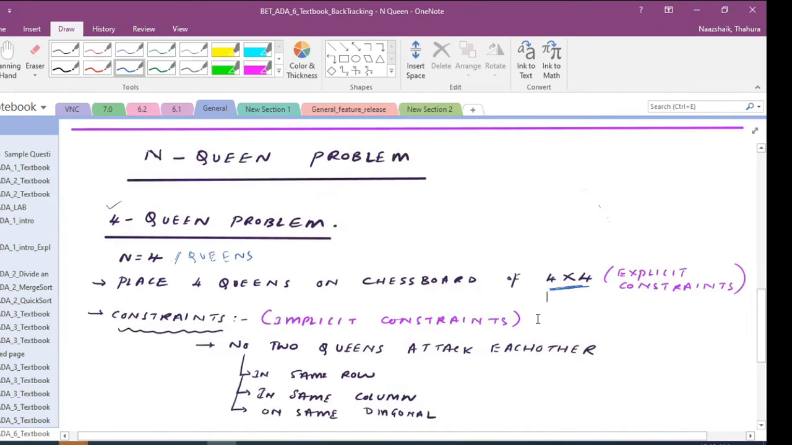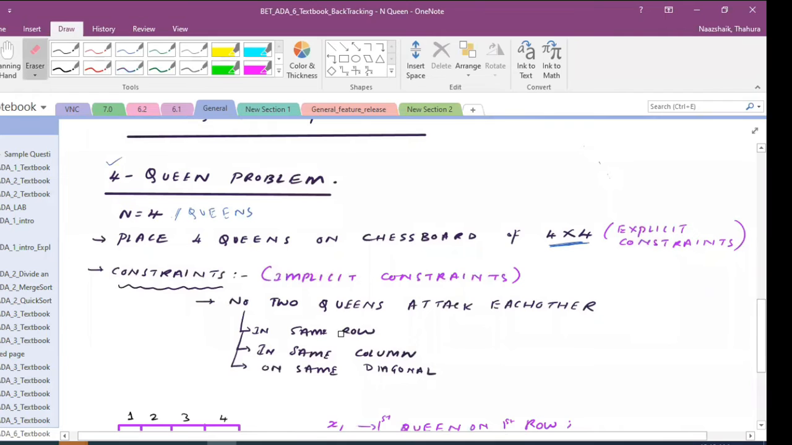And what are the constraints? No 2 queens can be in the same row. No 2 queens can be in the same column. No 2 queens can be on the same diagonal. Now you understood the problem statement. Just a note here: things related to the number, like n is 4 and the board is 4 cross 4, are explicit constraints. And the positioning, any specific constraints that we have, are called implicit constraints.